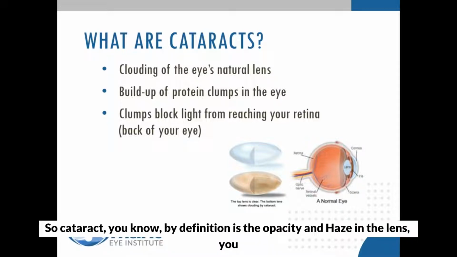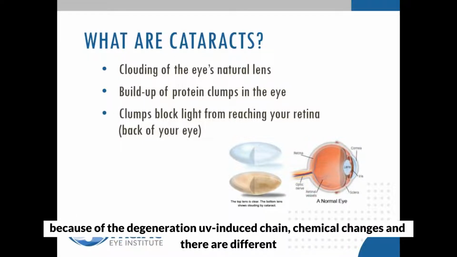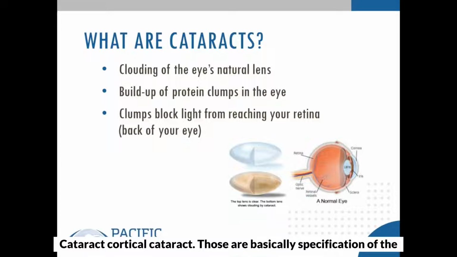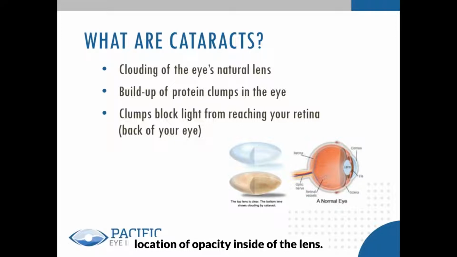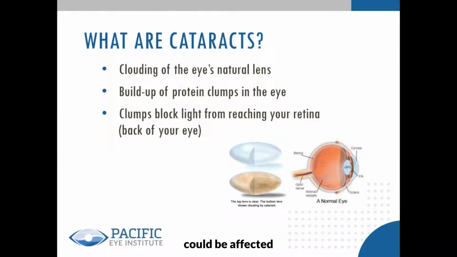So cataract, by definition, is the opacity and haze in the lens. Inside the lens, we have a lot of protein that changes over time because of degeneration and UV-induced chemical changes. There are different types of cataract, if you have heard about those, like nuclear cataract, posterior subcapsular cataract, and cortical cataract. Those are basically a specification of the location of opacity inside the lens. But anyway, when we have cataract, the media is not clear anymore, and the quality of vision could be affected.